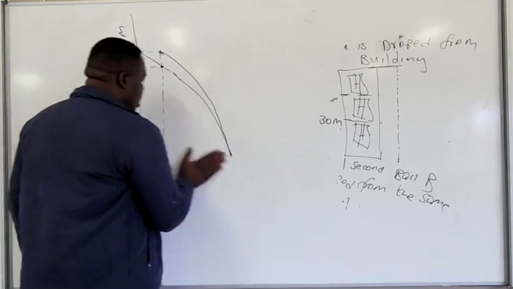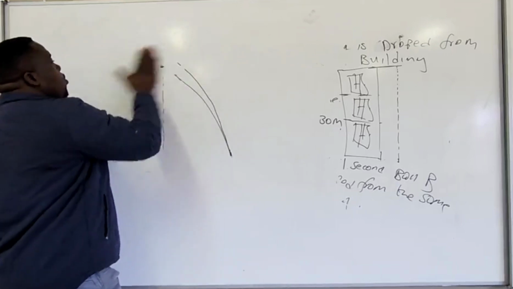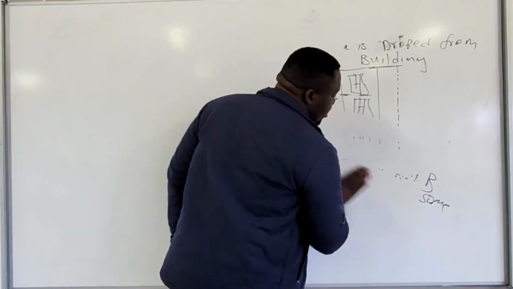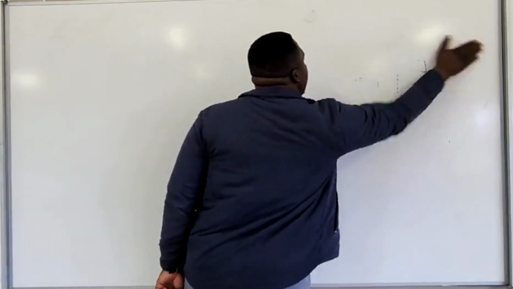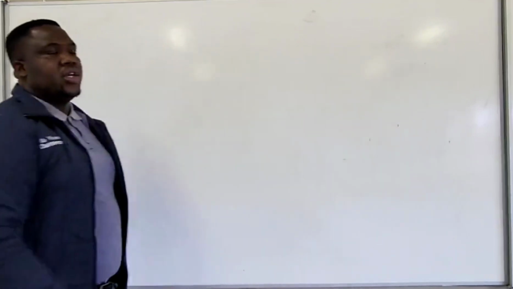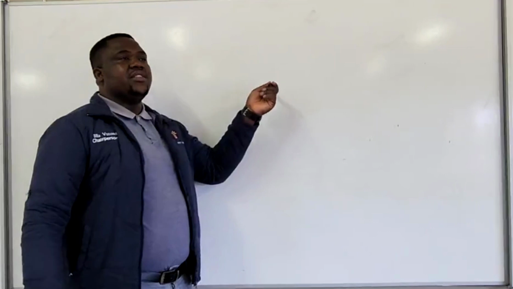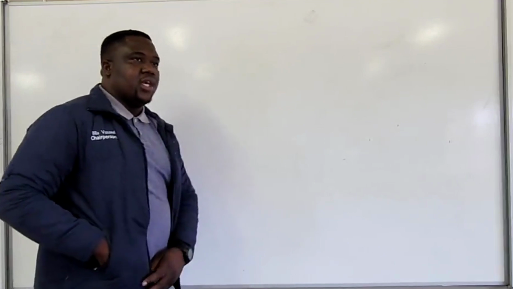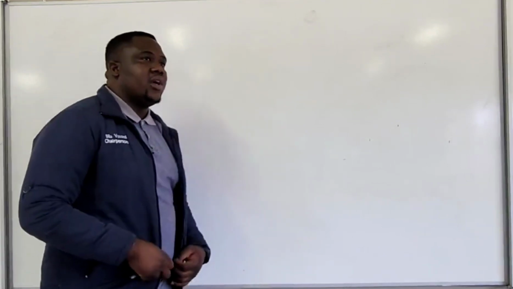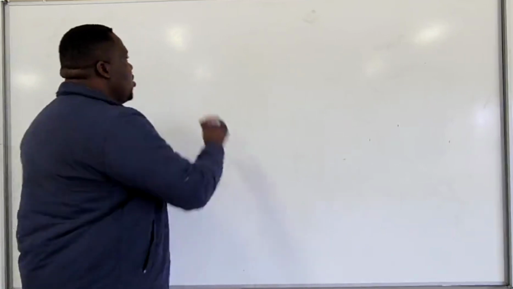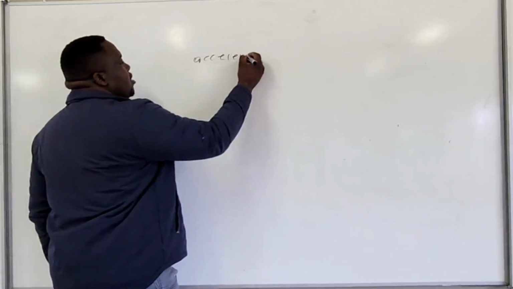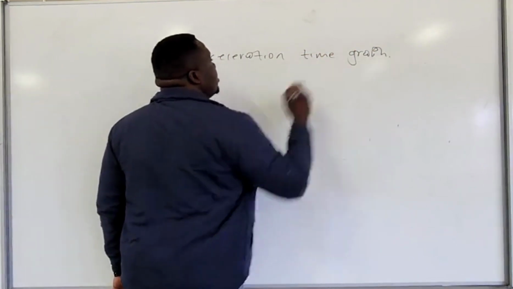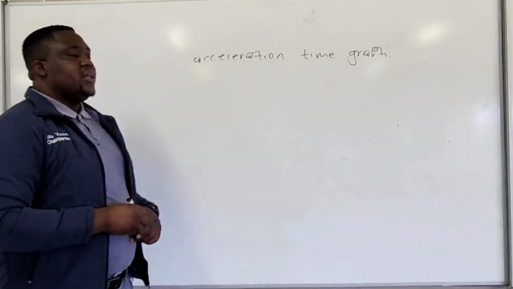So now we can look at the velocity versus time graph, which is the simplest. Not the velocity versus time graph, the acceleration versus time graph. The velocity versus time graph is the one which we have already done. I think that one is a little bit complicated, but it is easier to understand. So now let us do the acceleration time graph.